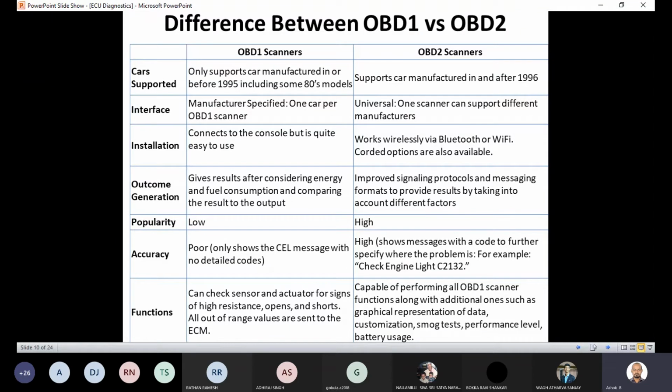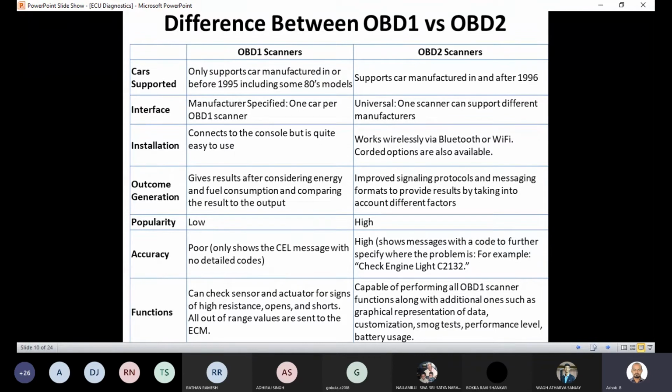The installation and connection to the console is quite easy to use. It can also work with the help of wireless, Bluetooth or Wi-Fi nowadays. Even mobile diagnostic scanners are available. So those are certain advantages of the OBD2.